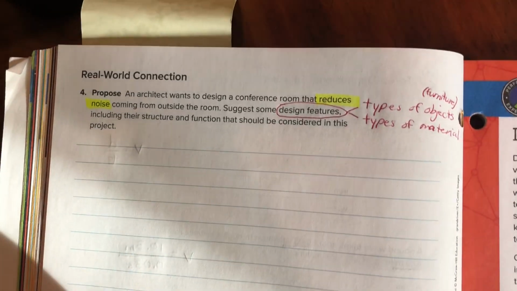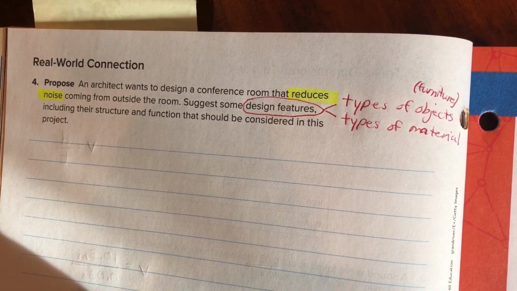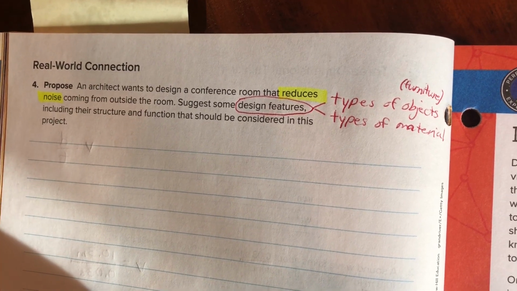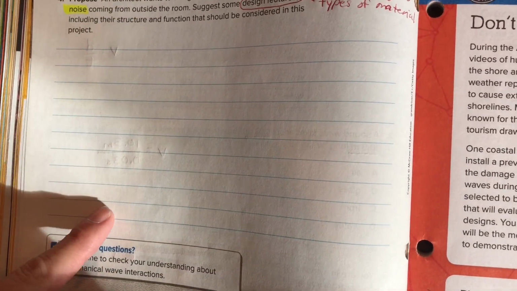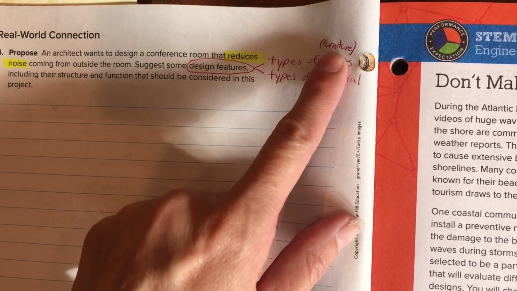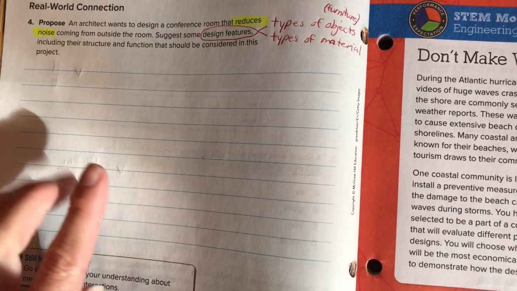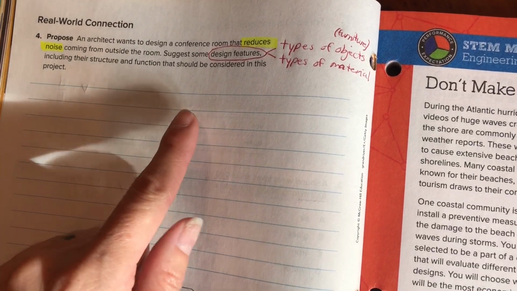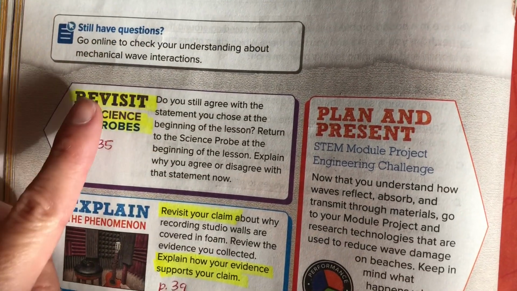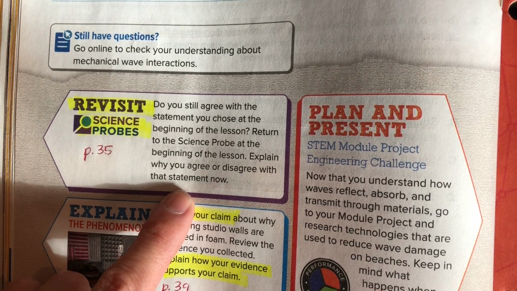The last one is our real world connection. We're going to pretend that an architect wants to design a conference room that reduces noise coming from outside the room. I want you to write, or you can draw, design features. Tell me what types of objects, maybe what furniture, and what's the material of that furniture, what's the material on the floor, what's the material on the walls that you would need to consider for this project. Please make sure you do revisit the probe on page 35 and see, do you still agree with that statement that you put there?